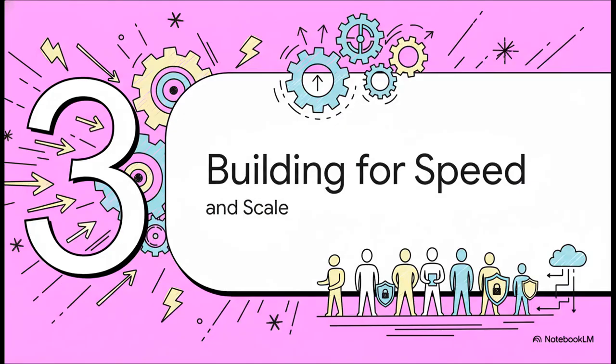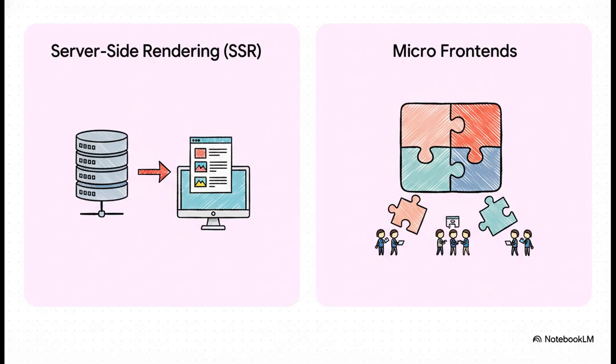So that brings us to the next phase in our story, the era of building for speed and for scale. It wasn't enough to just build cool stuff anymore. We had to make it fast, and we had to make it work for huge teams. And really, two major ideas popped up to solve these problems. First, you've got server-side rendering, or SSR. This one's all about the user.